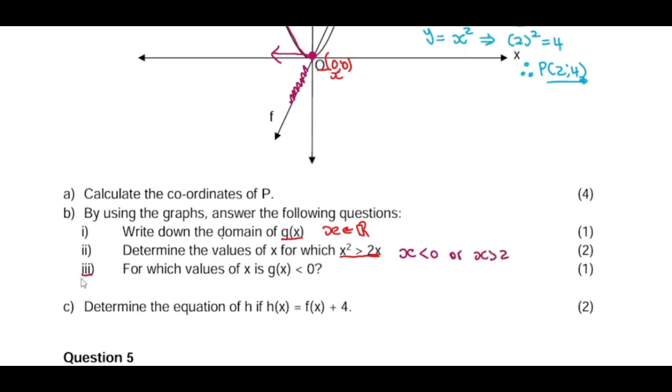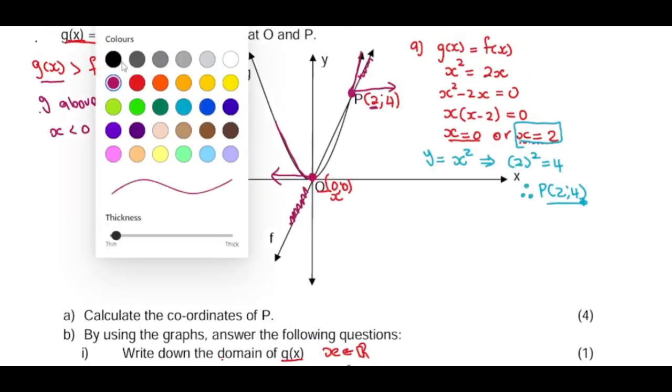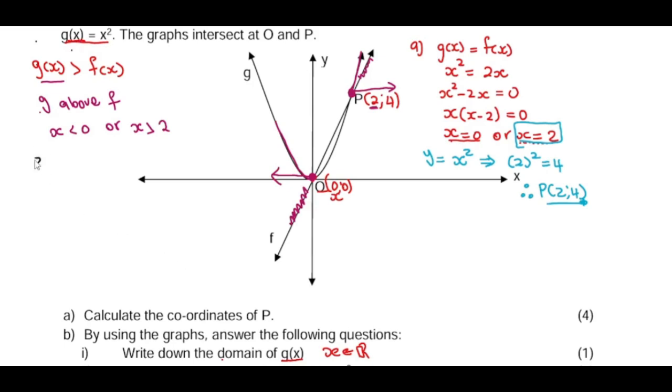So now, for which values of x is g of x less than 0? When we say g of x less than 0, let me quickly explain this. This means, where is g below the x axis? Because they are asking you where y is negative. Does g have negative y values? No. The graph of g is just concave up and it touches 0. So we don't have any negative y values.